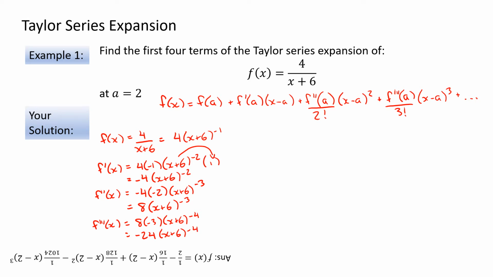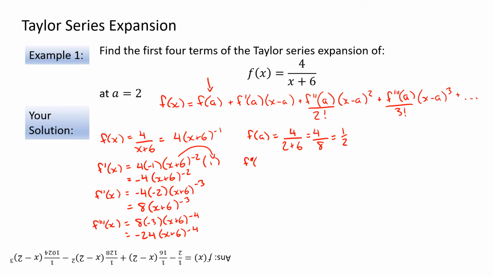Now that we've found all of our derivatives, in order to substitute them in for the coefficients, we have to evaluate them at a. So our first one, we have f of a, and that's equal to 4 divided by 2 plus 6, which is 4 divided by 8, which is equal to 1/2.